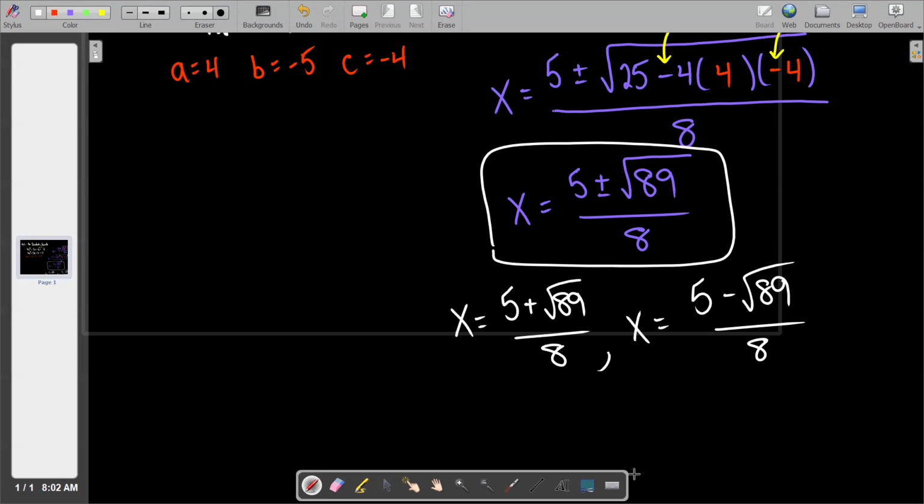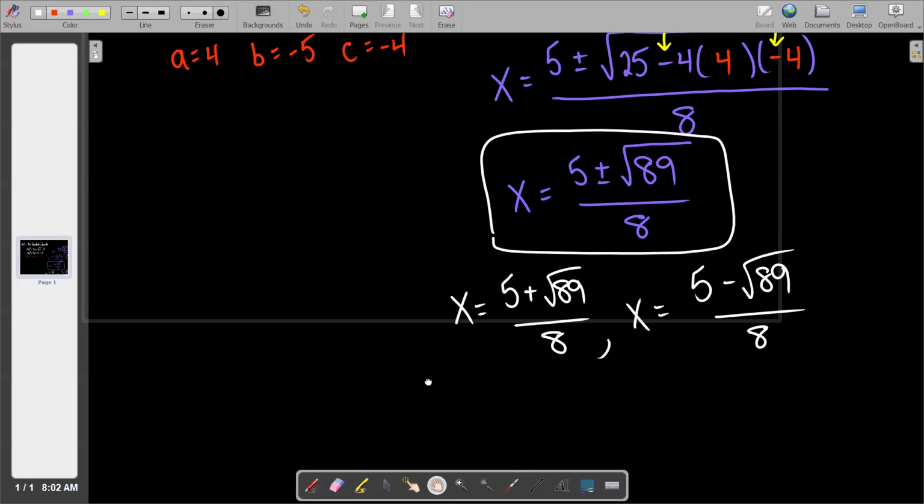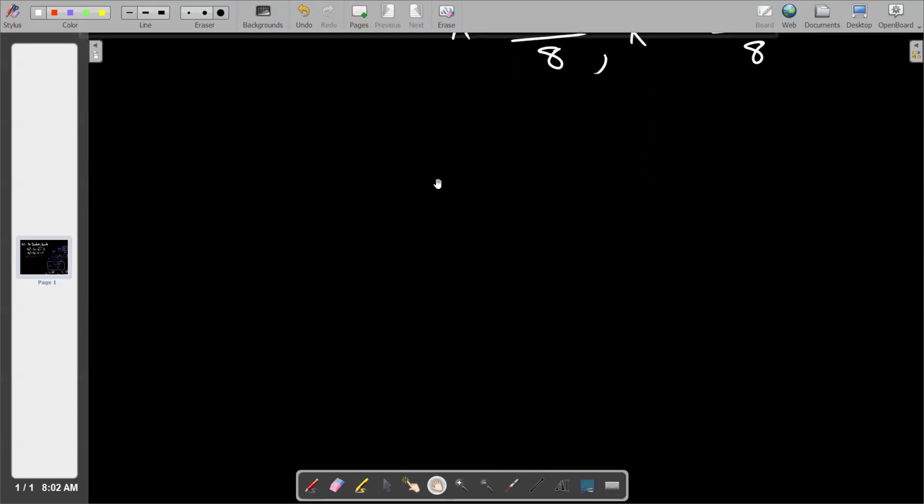So I've got a ton of these, and we're going to go through them not particularly slowly. So let's do another one that will feel similar to that. Let's do 2x squared minus 4x plus 4 equals 3x. So what will we do first?